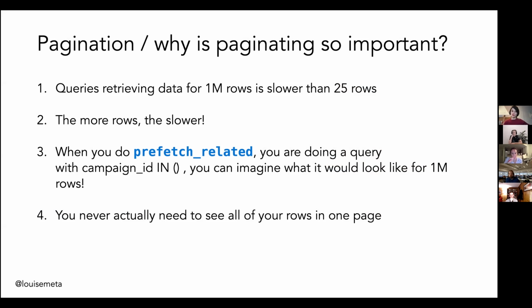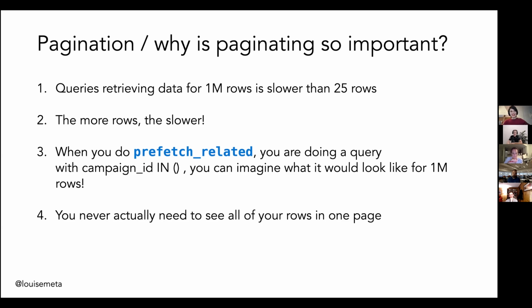And also our prefetch related was using an IN in the query. I don't know if you've noticed, but it was select ads where campaign ID in, and then the list of IDs. So we go from 25 values to 1 million. And a query with an IN and then 1 million values is also not great. You should not have that. If you have that, that's really bad.